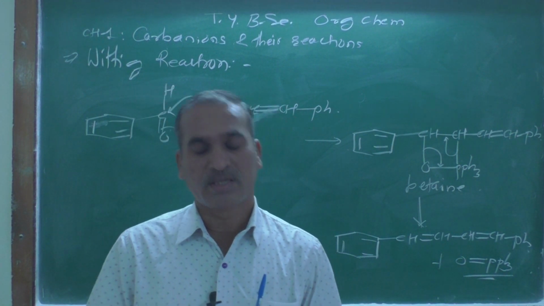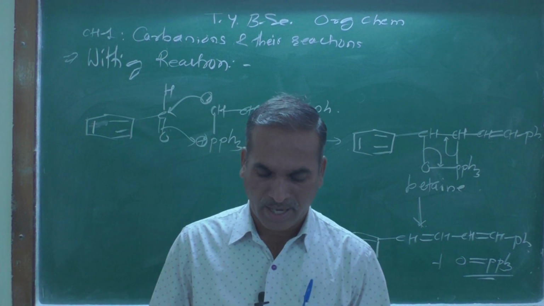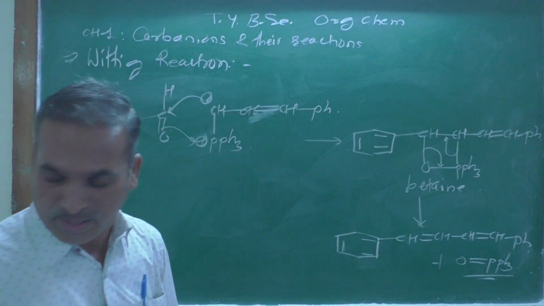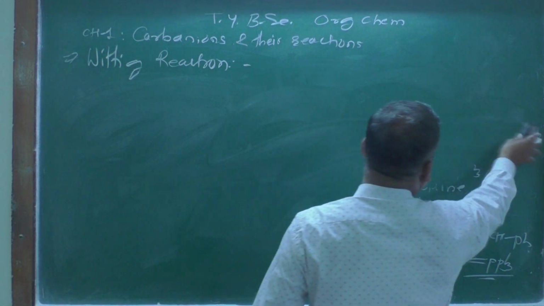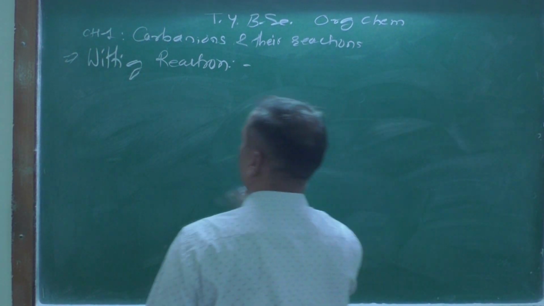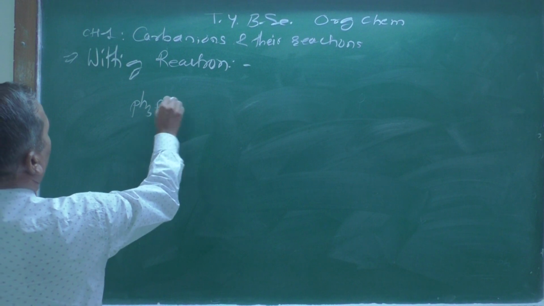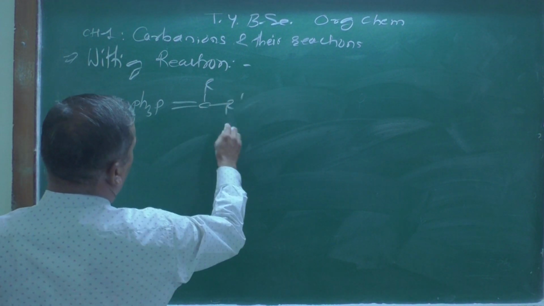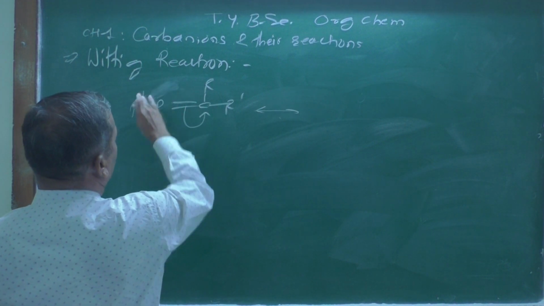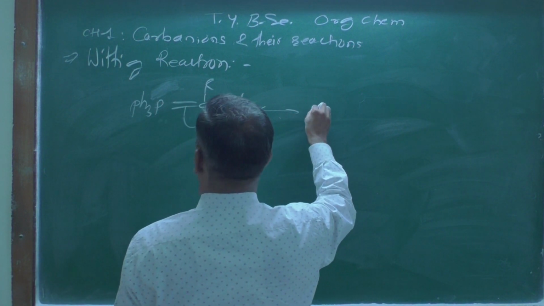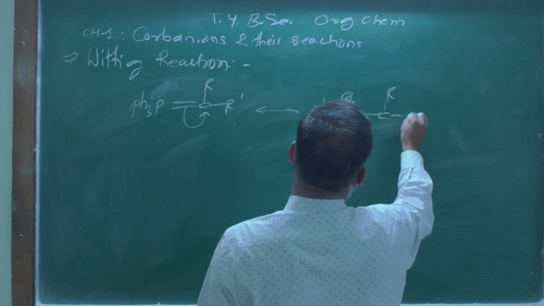After that we have seen the structure of the ylide, what kind of structures are there, and how it gets stabilized. Let me again show you the structure of an ylide. Suppose Ph3P double bond C, R and R dash. This gets stabilized because we can write the resonating structure Ph3P positive charge, then C, R and R dash.